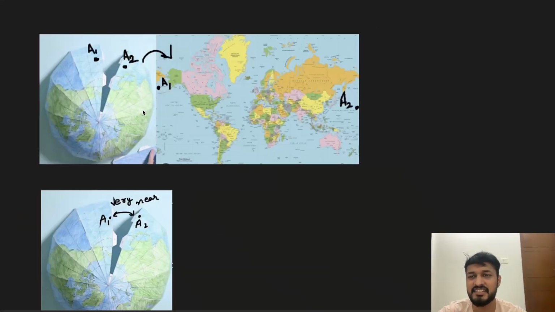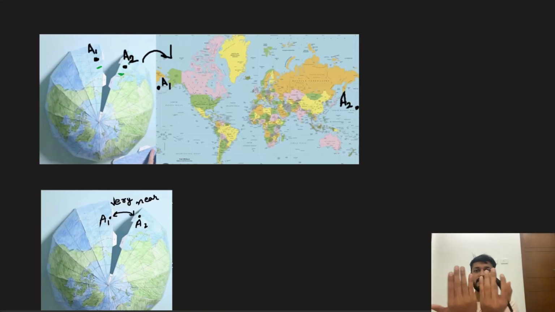Why? Consider this example. Our world is actually round, right? For geohashing, we converted our round world into a 2D map. Basically what we did was we opened the globe. So suppose these 2 points, A1 and A2. If we see on a globe, both A1 and A2 are very near, right?